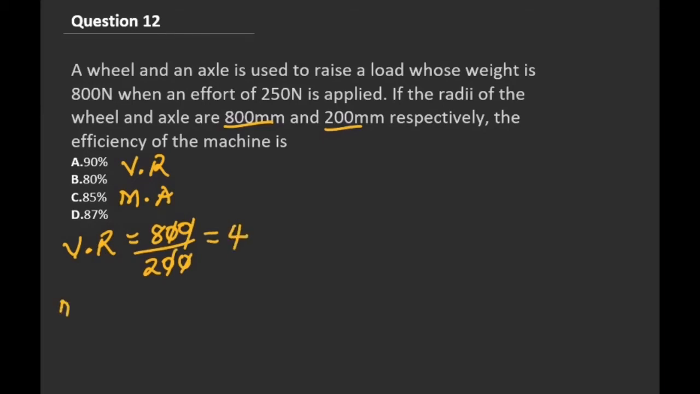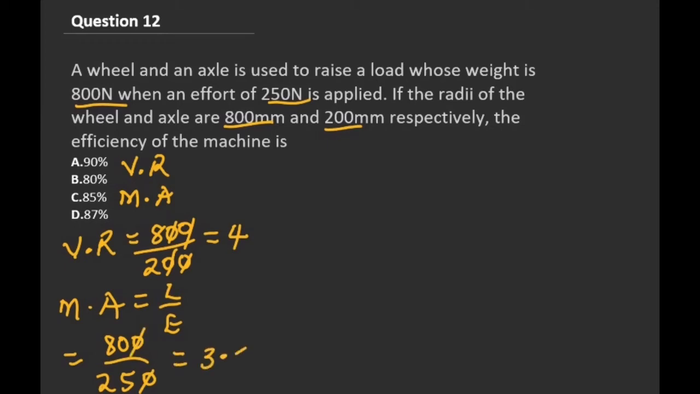The mechanical advantage now is load divided by effort. I said it earlier. The load here is 800. Look at it here, 800 Newtons, divided by the effort, which is 250 Newtons. Okay? So 0 cancels 0. 80 divided by 25 will give me 3.2.